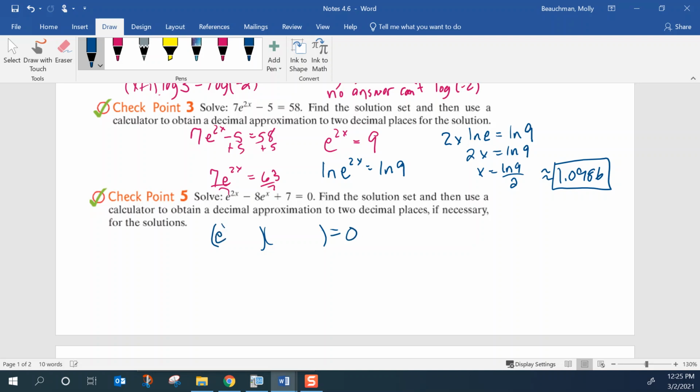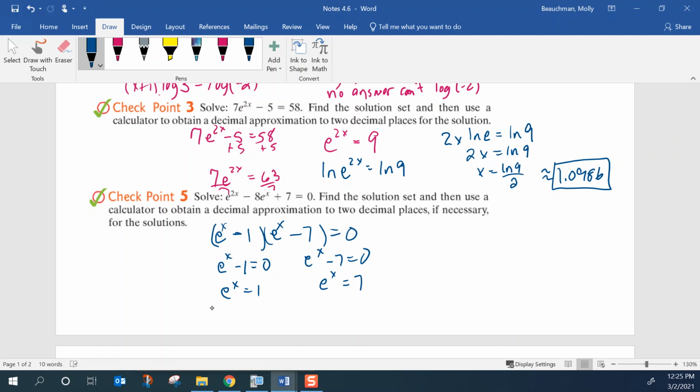That means e to the x goes in the first spot, because e to the x times e to the x is e to the 2x. We want two numbers whose product is 7 and sum is negative 8. So that's going to be minus 1 and minus 7. So e to the x minus 1 times e to the x minus 7 is going to equal this expression. And now we can set each factor equal to 0. So we have e to the x is equal to 1, and e to the x is equal to 7.